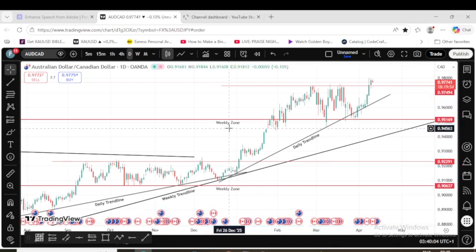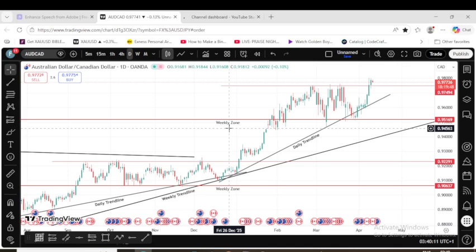So now that we've identified our trend lines as well as our zones on the daily time frame, the next thing we're going to do is to identify our trend origin. That is to say, price is currently in an upward trend. So when did that uptrend start?